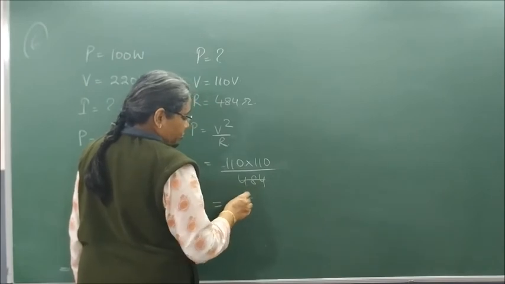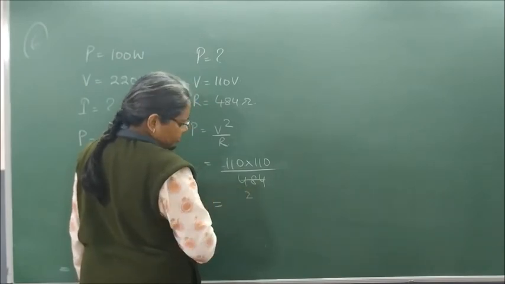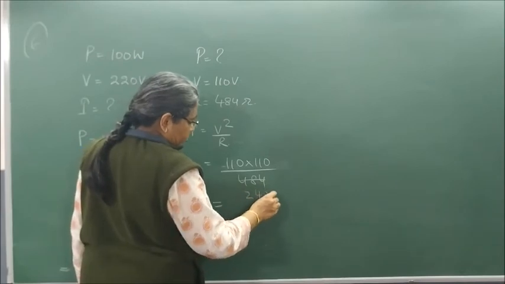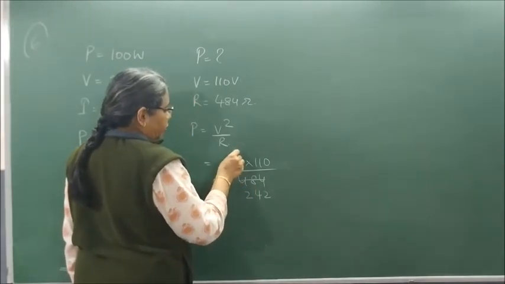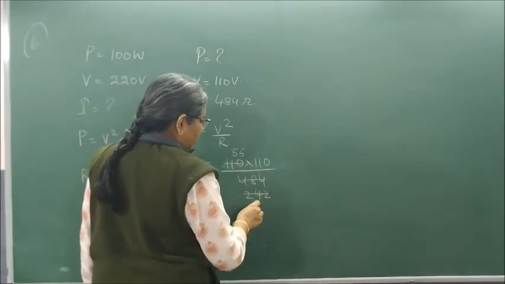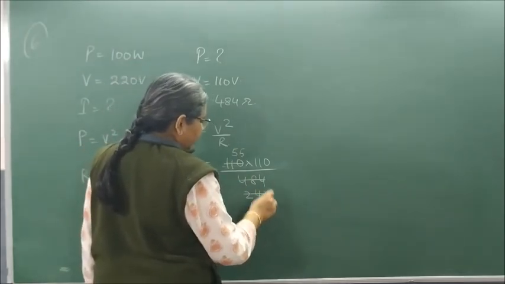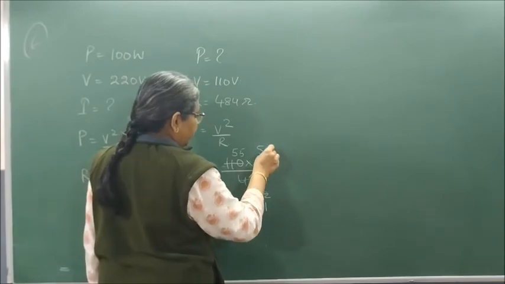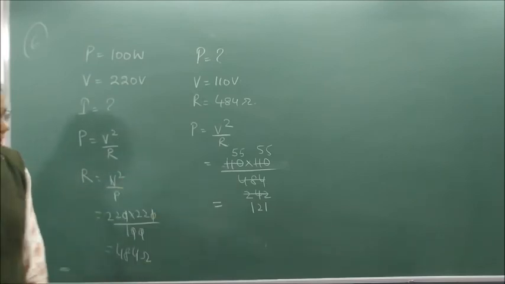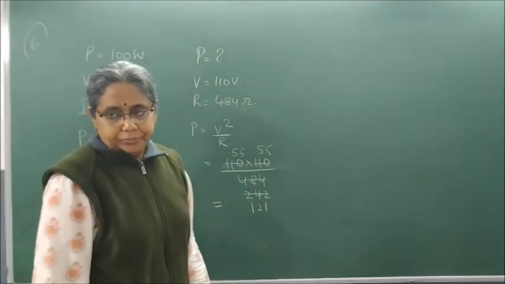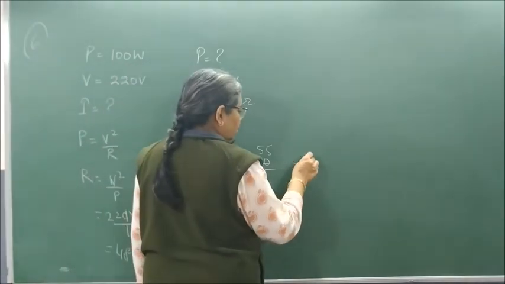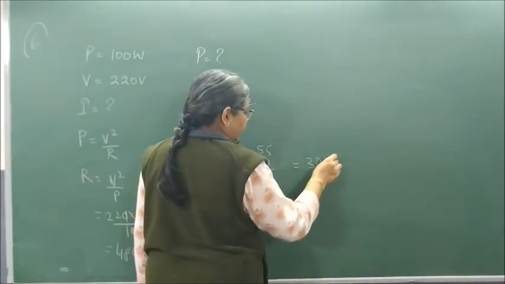2 2s are 4. 2 2s are 4, 2 4s are 8, 2 2s are 4. 2 5s are 10, 55. Then 2 1s are 2, 2 2s are 21. This is also 55. 55 into 55 how much? Divide. 3025. So 3025 by 121.